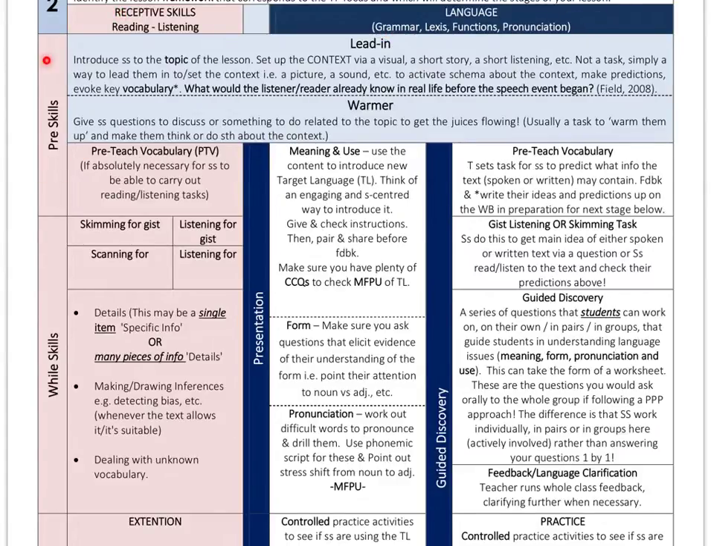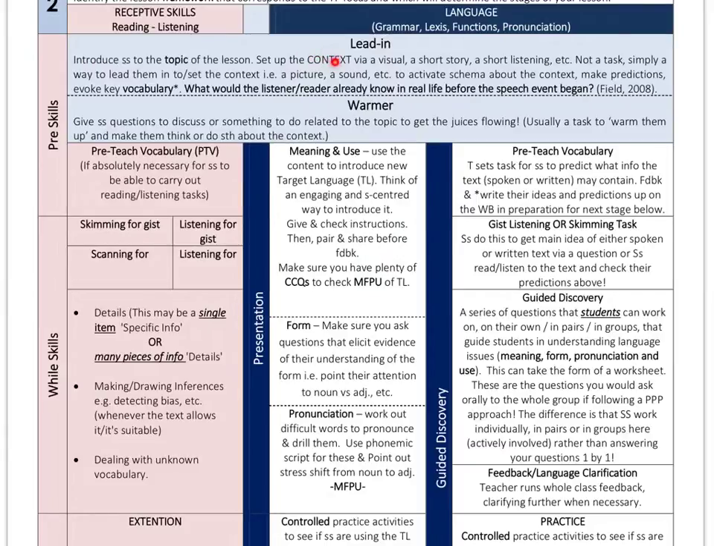So in your pre-skills stage, in a receptive skills lesson, reading or listening, you would have a lead-in, which is used to introduce students to the topic of the lesson, where you set up the context. The context is vital, is essential, is paramount, because that would create basically the topic, the theme, the canvas, if you want to put it that way, where everything else is going to go up onto.